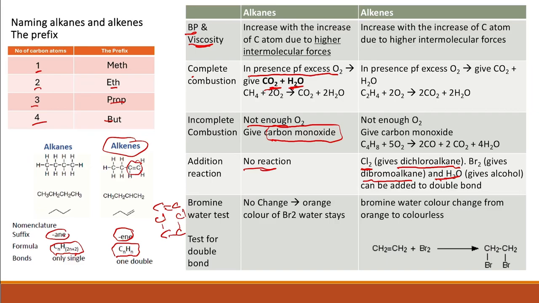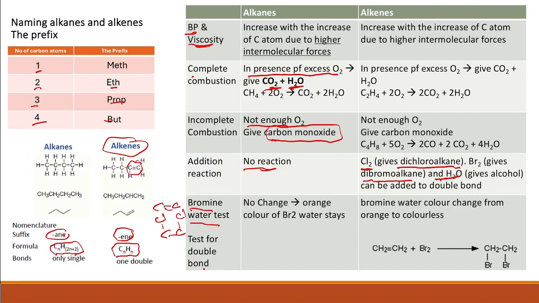The test that is very important for you to know is the test for the double bond, which is the bromine water test. Bromine water test is used to test for double bond or test for alkenes. Of course, alkanes, because they don't have double bond, will not give any positive test. It's going to be negative. There will be no change in the color.